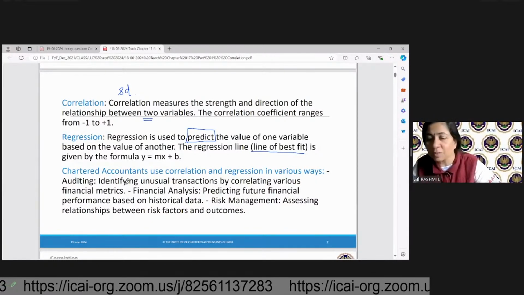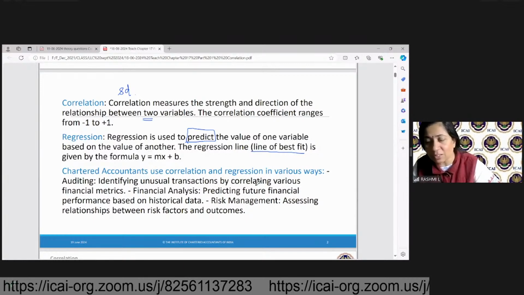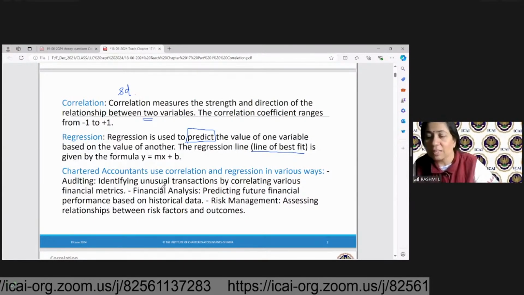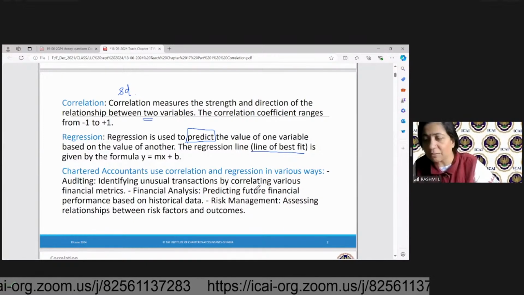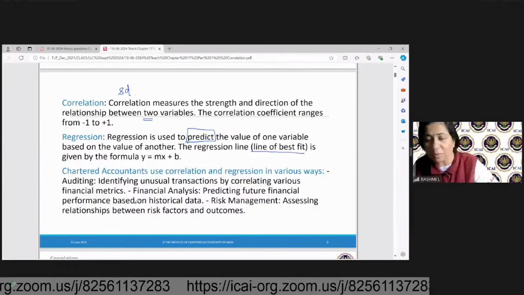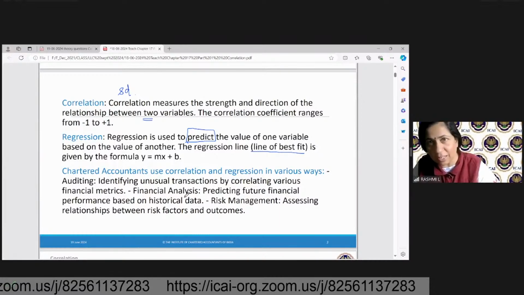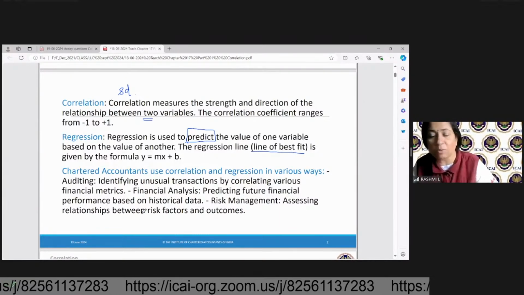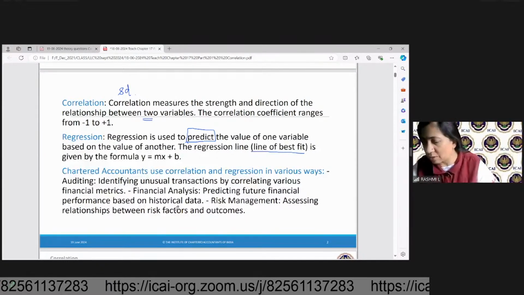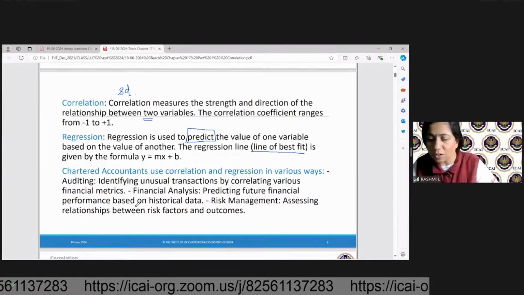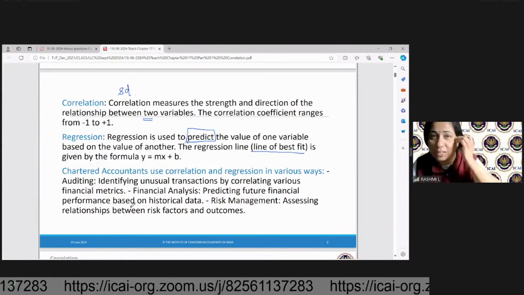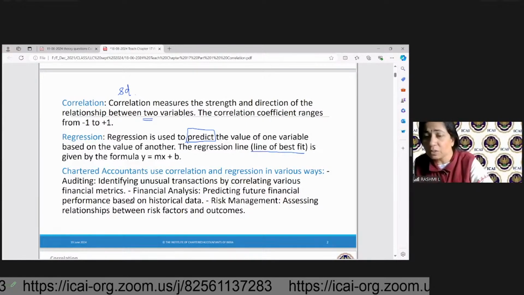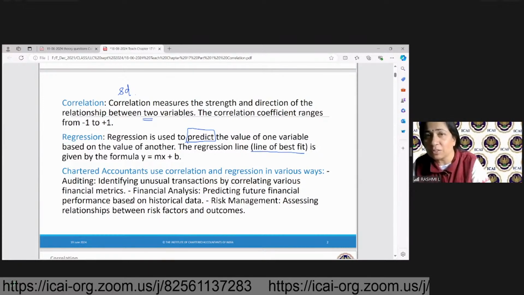Now, where do chartered accountants use correlation and regression? In auditing, to identify unusual transactions by correlating values of various financial metrics. In financial analysis, predicting future financial performance based on historical data. And in risk management, assessing the relationship between risk factors and outcomes. As you know, you will be doing all these things in your CA curriculum and later in your practice. So you can understand the importance of this chapter.